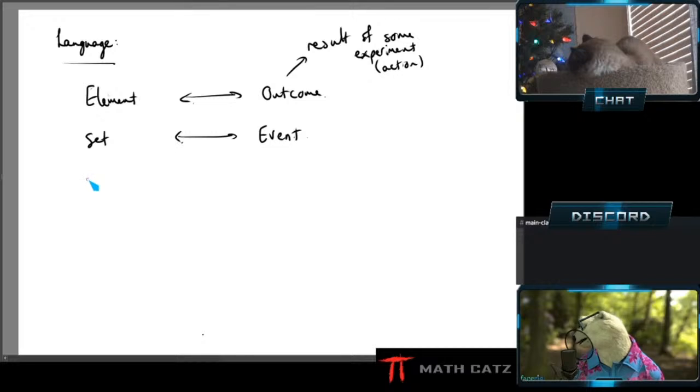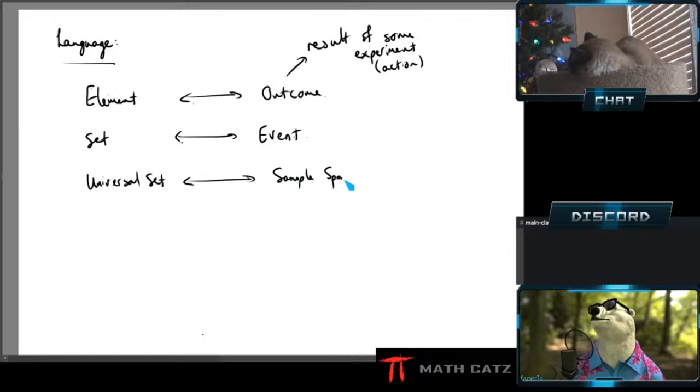Then the universal set. The universal set was the set that contains everything in question, depending on the topic that you're talking about. Here we're going to have the same concept containing everything, but we're going to call it the sample space. And usually we reserve the name S for sample space, just like we reserve the name U here.